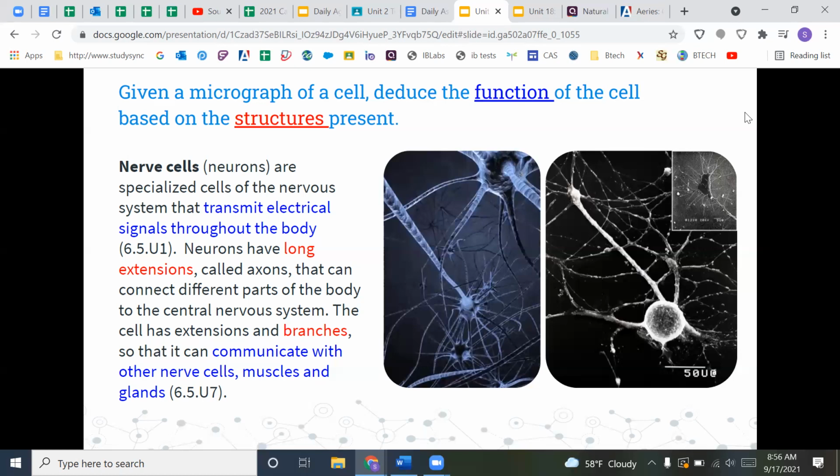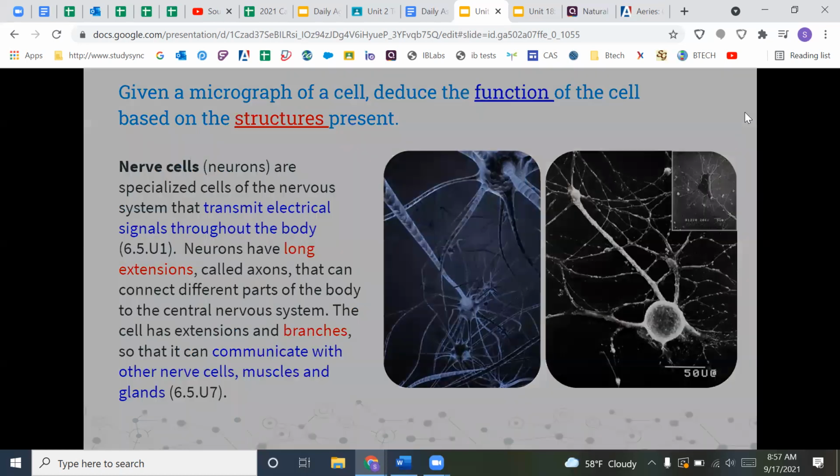Then I have a video about neurons. In year 2, we will actually go into the nervous system. We will dive deeper into neurons and specifically how they work. But right now, you're just getting a quick preview.